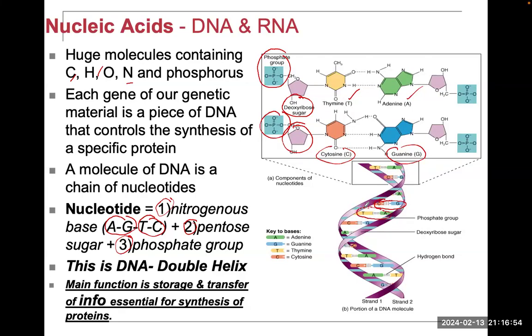You can see the thymine and adenine. You can see cytosine and guanine, and it's C-G, T-A, C-G, T-A. And you can see that the hydrogen bonds are the bonds that hold them together.